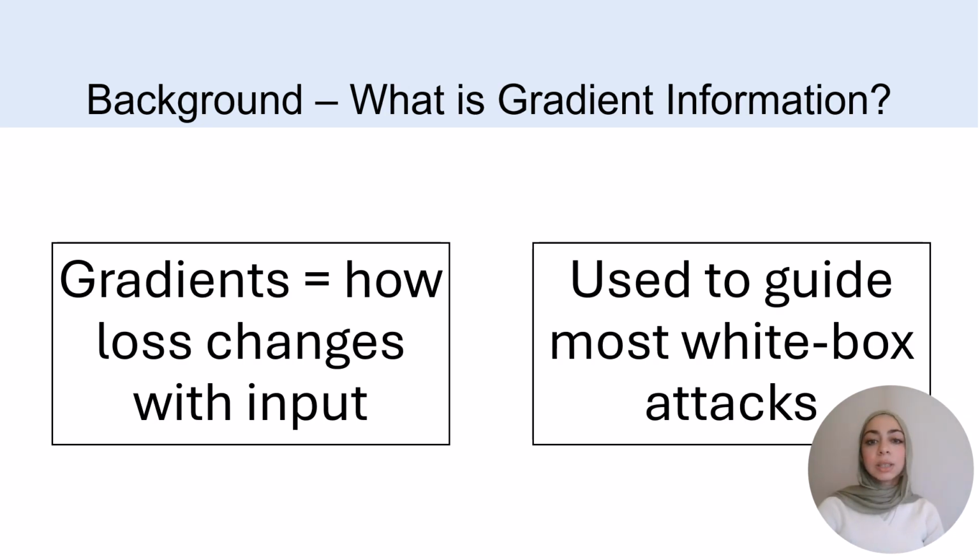In this slide, we're going to talk about gradient information. Most white box attacks work by using gradients, that is, they calculate how the model's loss changes when we adjust the input. This tells the attacker exactly how to tweak the input to confuse the model. It's like having a map that tells you which direction to go to make the model mess up.